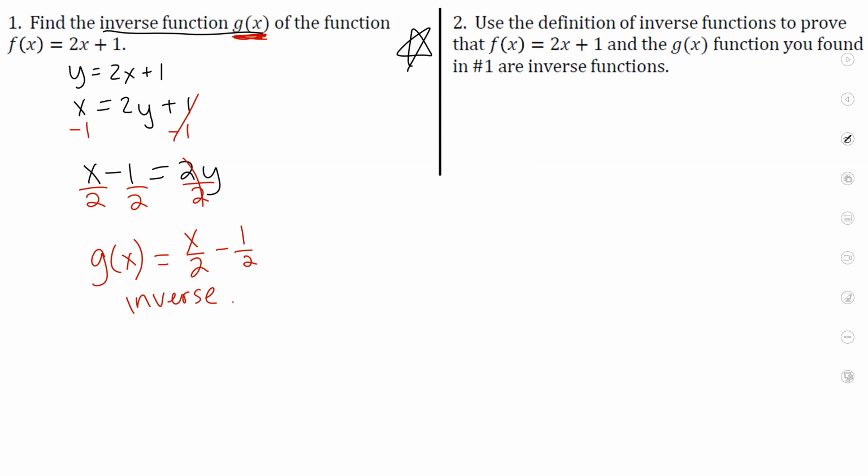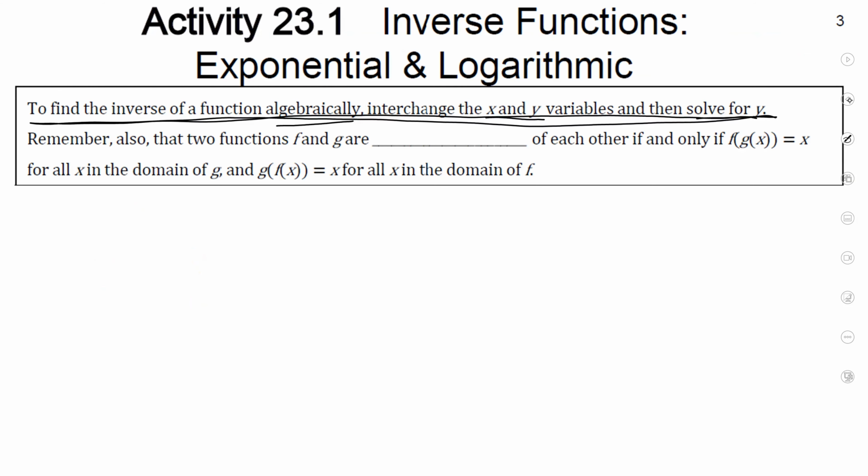Okay? All right. Now, number 2, it says use the definition of inverse functions to prove that this and the g of x that we just found are actually inverses of each other. We need to prove it. So let's go back to the definition. It says, remember that f and g are inverses of each other if and only if you do the composition going both ways, you'll get x. Meaning if I put g of x inside of f of x, you get x. You put f of x inside of g of x, you get x. I'm going to pause here and I'm going to let you guys try it.